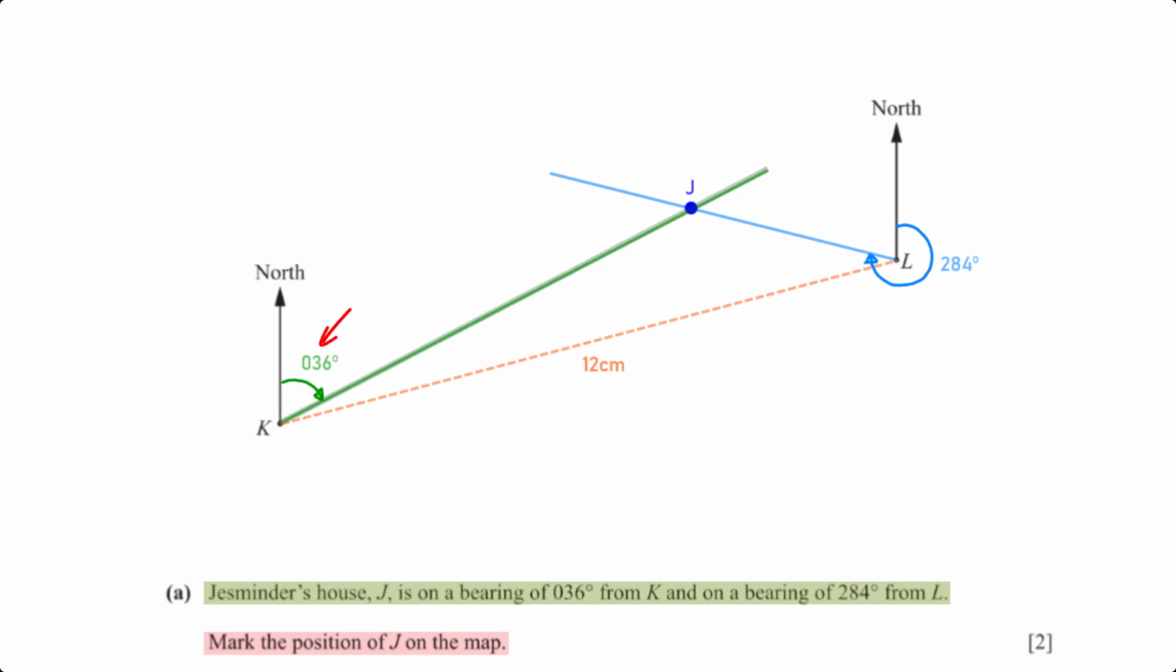First, we measure an angle of 36 degrees from the north of K in the clockwise direction. Then we measure an angle of 284 degrees from the north of L in the clockwise direction. An easier way to mark this angle is to subtract 284 degrees from 360 degrees, which gives us 76 degrees. Then we measure this angle from the north of point L in the anti-clockwise direction. The intersection point of the two lines is the position of J.